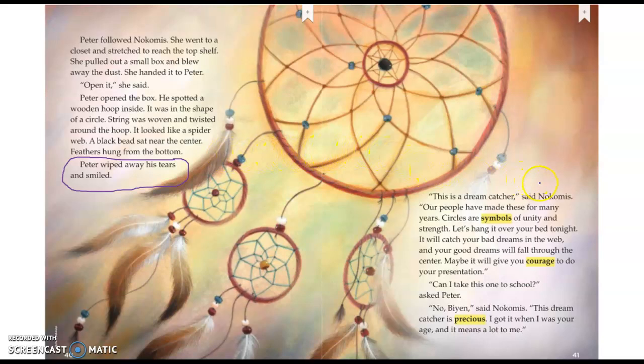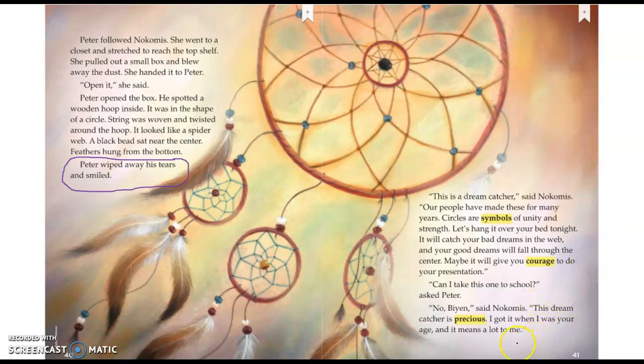This is a dream catcher, said Nokomis. Our people have made these for many years. Circles are symbols of unity and strength. Let's hang it over your bed tonight. It will catch your bad dreams in the web, and your good dreams will fall through the center. Maybe it will give you courage to do your presentation. Can I take this to school? Asked Peter. No, Bayan, said Nokomis. This dream catcher is precious. I got it when I was your age, and it means a lot to me.